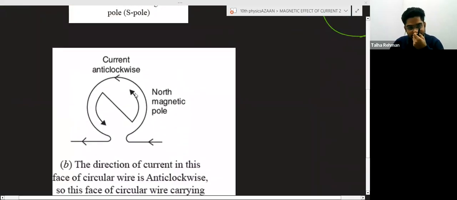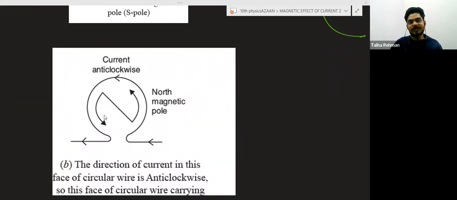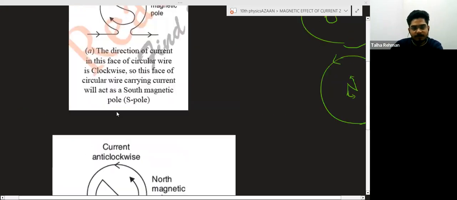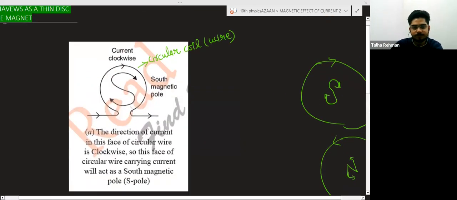Now if the current is in the anti-clockwise direction, then that face will behave as a north magnetic pole, and the other side will be the south magnetic pole. So anti-clockwise north pole, clockwise south pole.